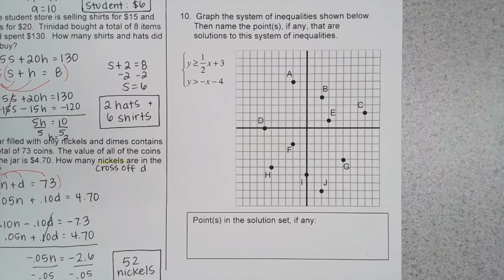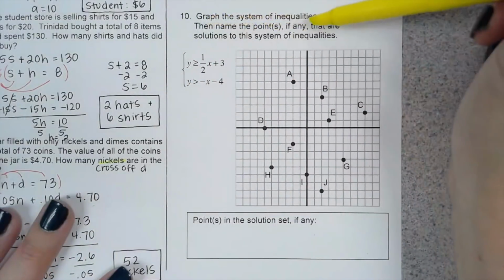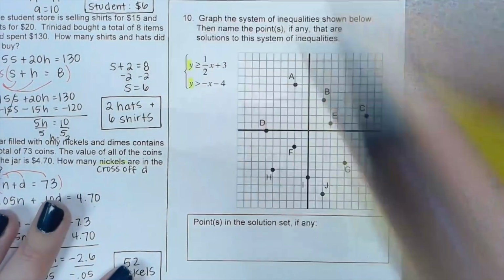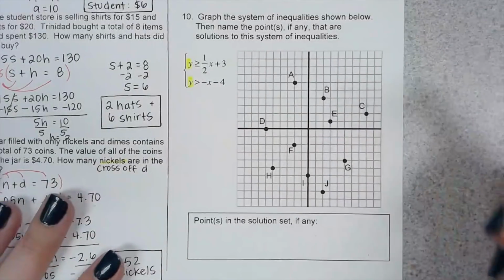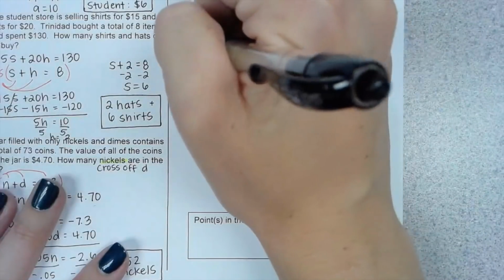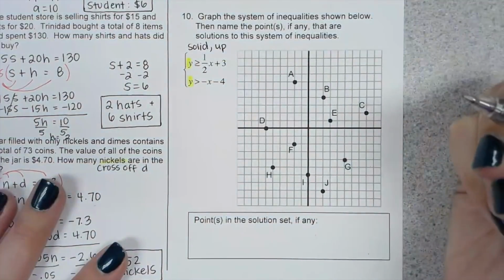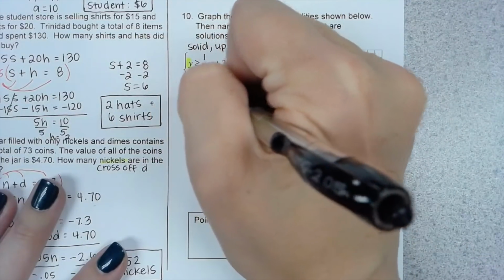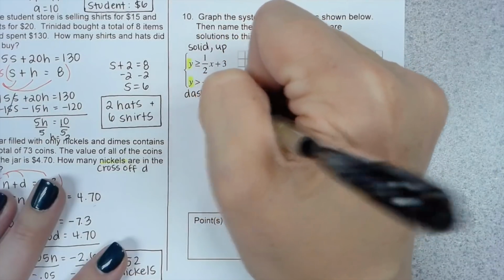The last question on the review wants us to graph the system of inequality shown below and then name the points, if any, that are solutions to the system. Notice that on both of these, the y is already all by itself, which means that they're ready to graph. The lines are missing from this picture, so we need to draw the lines onto the picture. This says greater than or equal to, so it's going to be a solid line, and then you're going to be shading up or above the line. This one is going to be a dashed line when you graph it, and then you're going to be shading down or below the line.